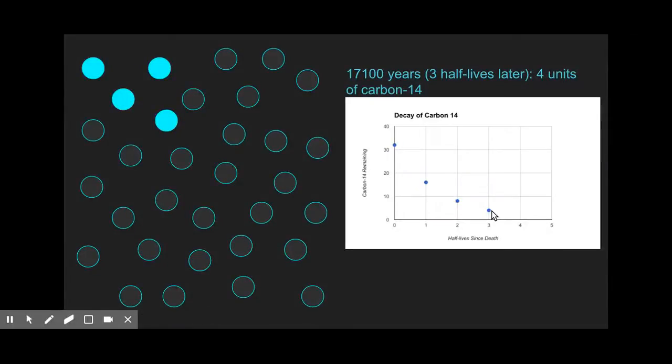So what do you think is going to happen after another 5,700 years? How many units of carbon-14 will be left? Answer that right now. So hopefully you said 2 units. 2 is half of 4. So again, we went from 32 to 16 to 8 to 4 and to 2 units. And finally, after 5 half-lives, we have 1 unit of carbon-14 left over. And of course, it would keep decaying from there until it gets too small for us to detect, really. But each time by half the amount.